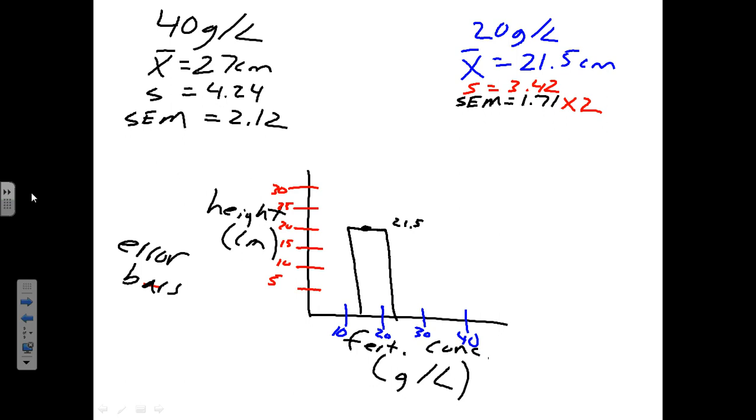So 2 times 1.71 is 3.42. So from our mean, we need to go up 3.42. And that's going to put us at 24.92, right? Something like that. I'm going to go ahead and label that as 24.92. And then we need to go down 3.42 as well. And that puts us at 18.08.